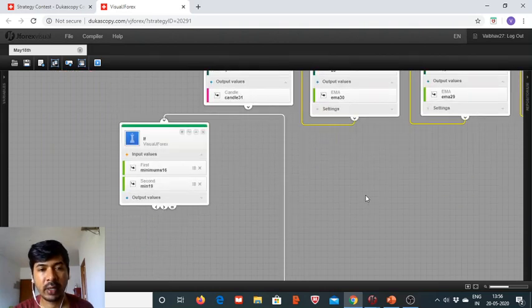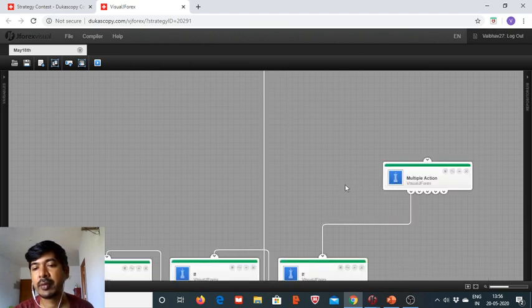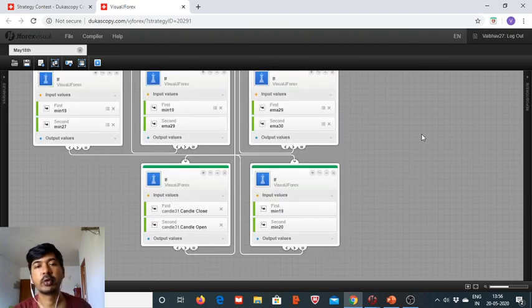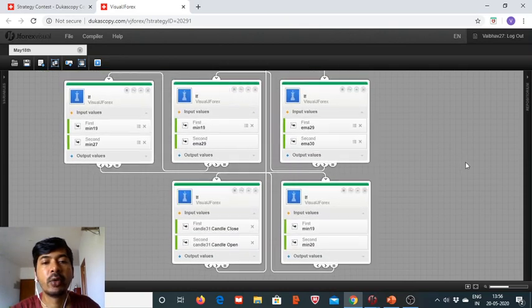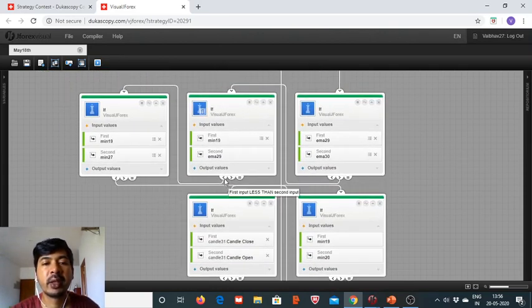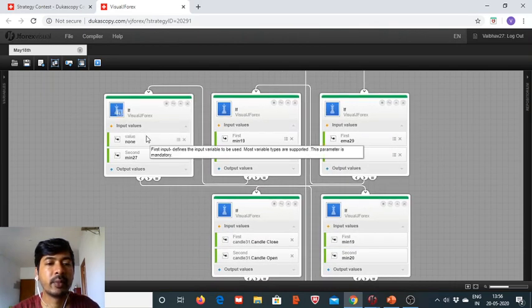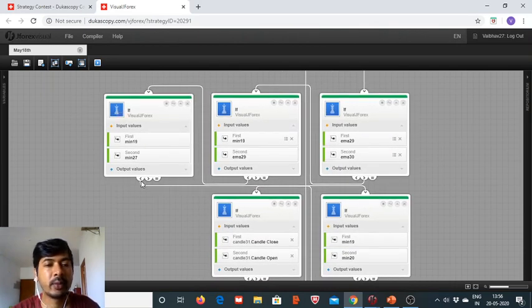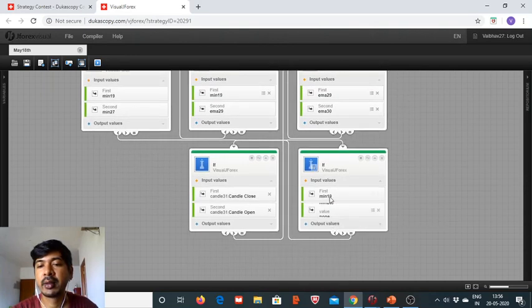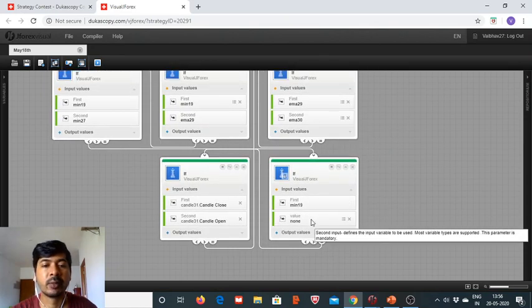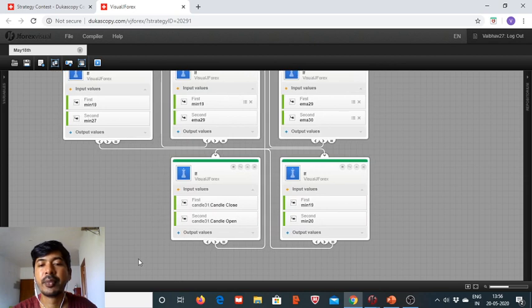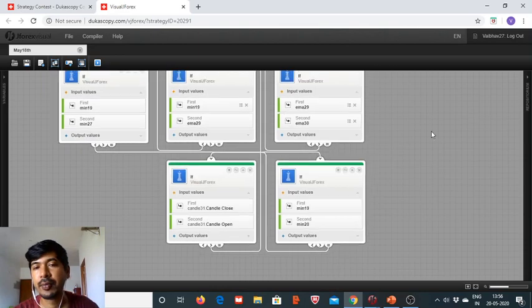So now we were building the buy side, and we have done these conditions. The EMA crossover should be in the bullish zone. The minimum value should be less than the 10 EMA, and the current minimum should be less than the minimum value 29 hours back, and the current minimum value should be equal to the minimum value 6 hours back. And then we got this candle close condition defined where the closing value should be greater than the opening value.